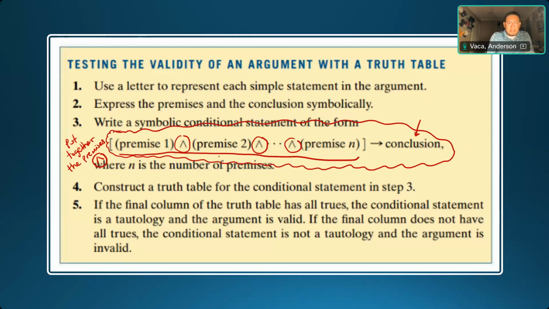So we can say that this is the antecedent, the first part of the conditional statement, made of the premises put together using the word and. Then the second part of the conditional statement will be the conclusion. We'll construct a truth table. And then number 5, in order for the argument to be valid, the very last column has to be a tautology.